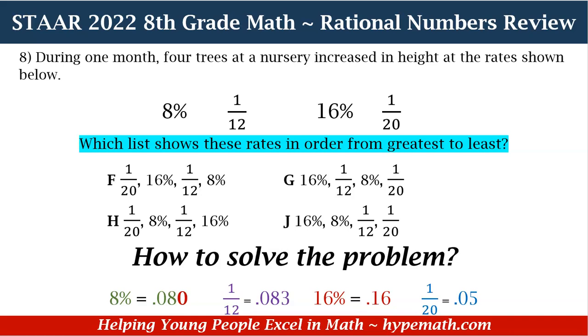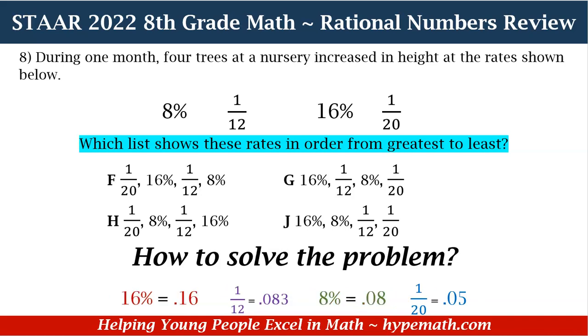Then 1/12, which is equal to 0.083. You should see the answer by now, but let's keep it moving. So now we know that our third number in our list is 8%, with 0.080 as the decimal, and last is 1 over 20, which converts to 0.05. Okay, and this is how our numbers are ordered. Again, 16% equals 0.16, 1/12 is equal to 0.083, 8% is equal to 0.08, and 1 over 20 is equal to 0.05.